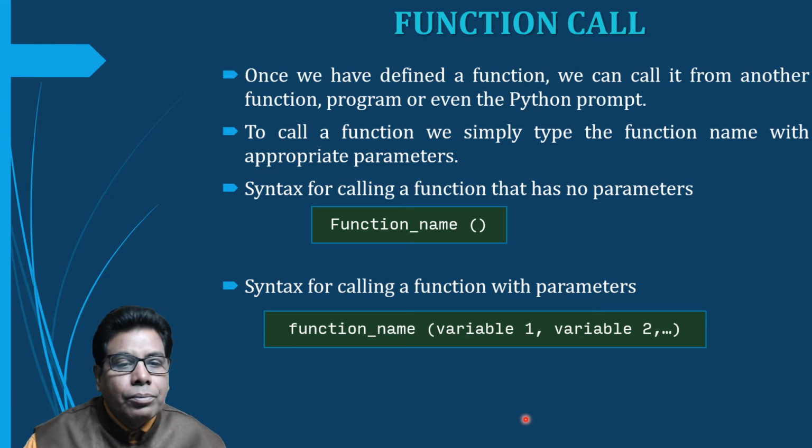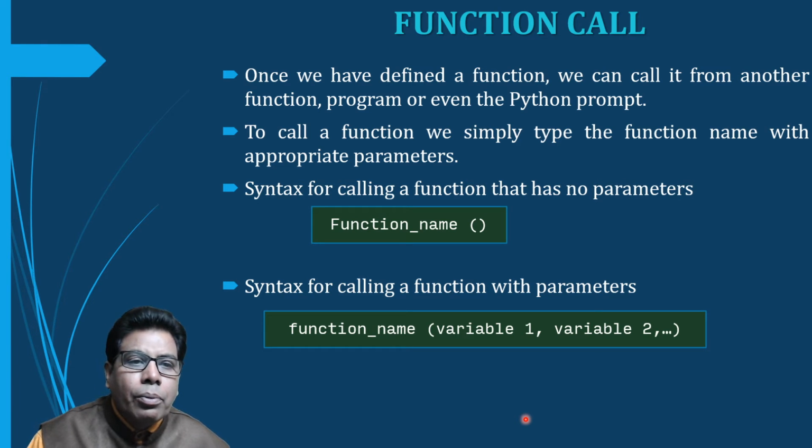Then let us go to the function call. Once we have defined a function, then we can call it from another function or program, or even from the Python prompt, by typing the name of the function with the appropriate parameters required for the function. If there are no parameters, then the syntax for calling a function will be simply the function name and parentheses. Whereas if you have to pass some parameters, then we give the function name and then the parameters in parentheses, variable 1, variable 2. This should match the function definition. That is very important. Otherwise it will give us an error.